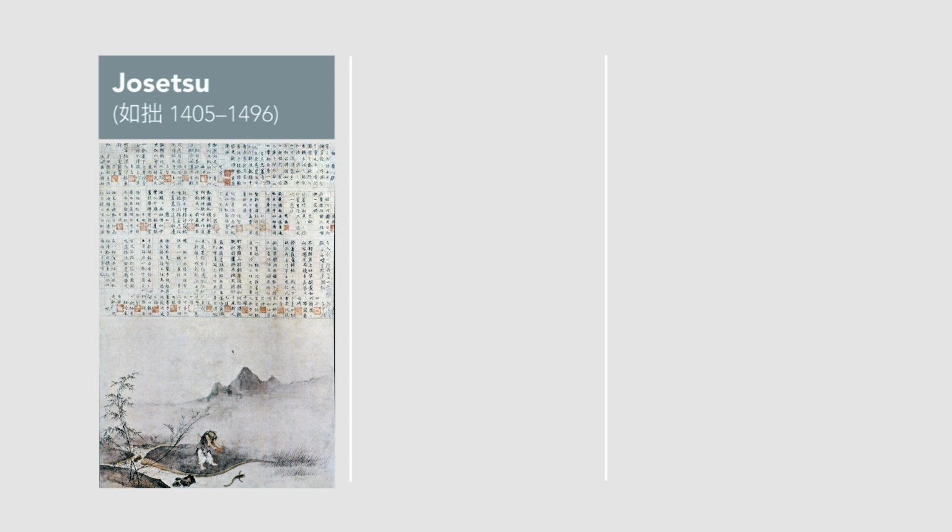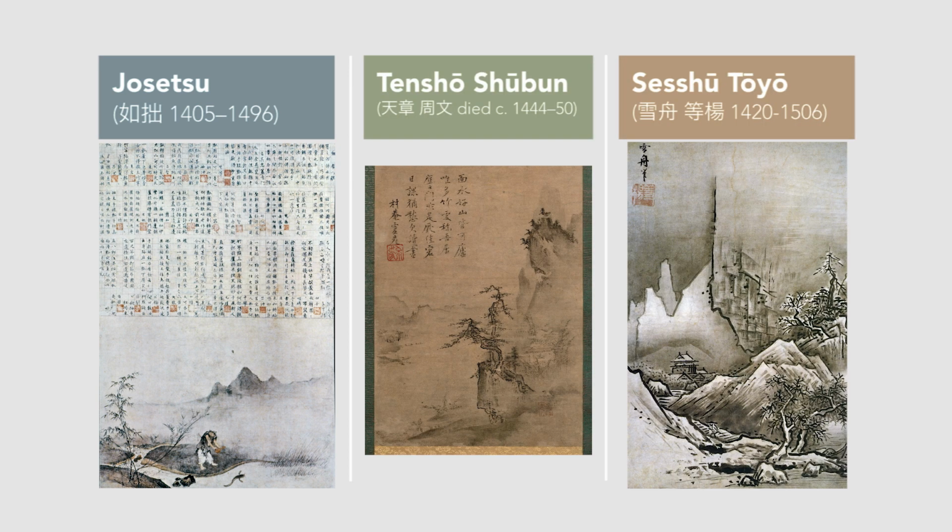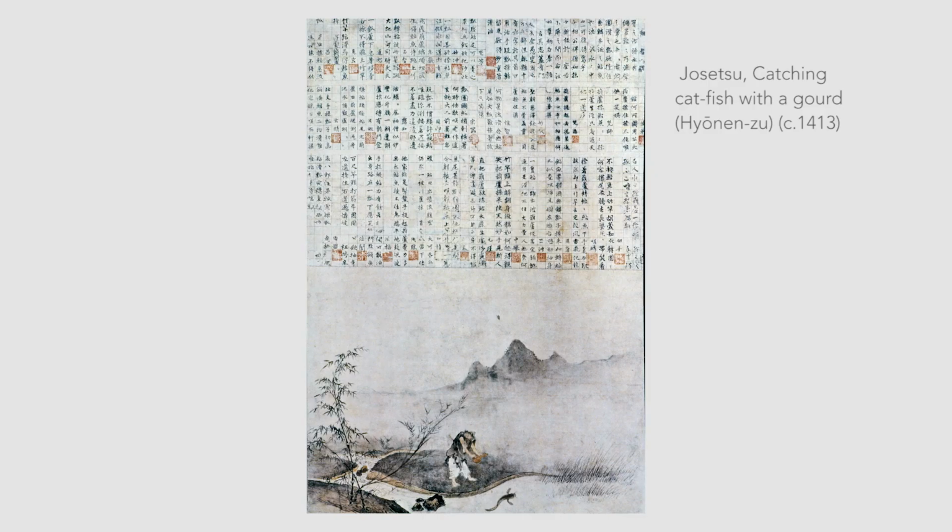Let's talk about 3 important painter priests who were associated with the Zen temple Shokokuji: Josetsu, Tenshoo Shuubun, and Sesshu Toyo. Shuubun was Josetsu's student and Toyo was Shuubun's student. Josetsu's painting, Catching a Catfish with a Gourd, marks the turning point in Muromachi painting.